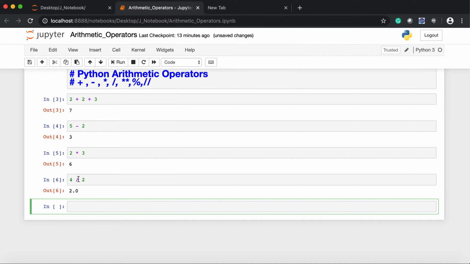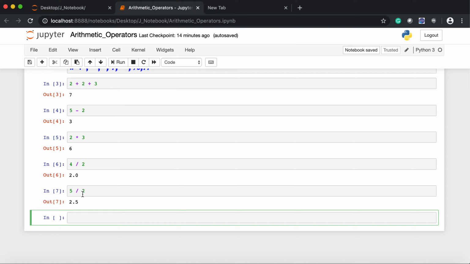We just need to take care that when we divide with this symbol, it gives us the quotient, that is 2. If I write 5 by 2, then the answer is 2.5. But if we use the modular here, then you can see that the remainder will be the result.